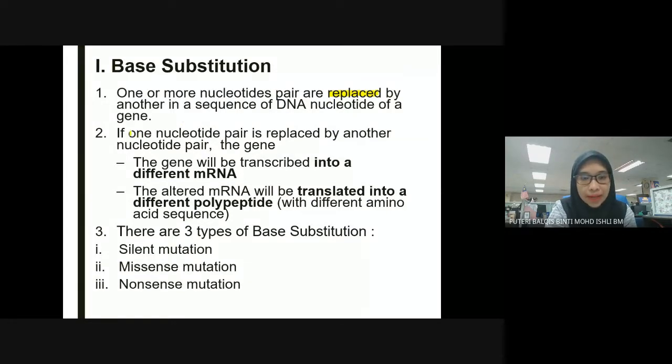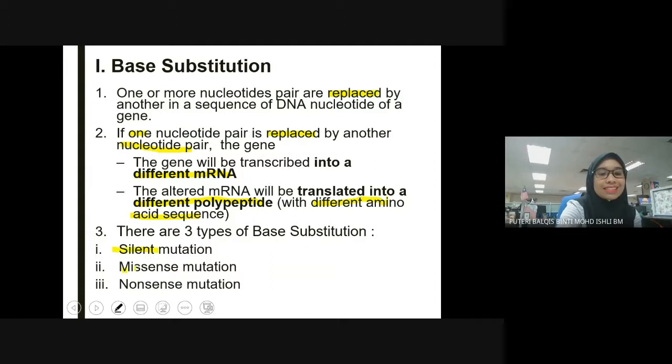If one nucleotide pair is replaced by another nucleotide pair, the gene will be transcribed into different mRNA. So bila kita dah gantikan, it will be transcribed into different mRNA. So the altered mRNA will be translated into different polypeptide, because it has different amino acid sequence. There are 3 types of base substitution. We have silent, missense, nonsense. Silent mutation, missense mutation, nonsense mutation. You have to know what is silent, missense, nonsense.